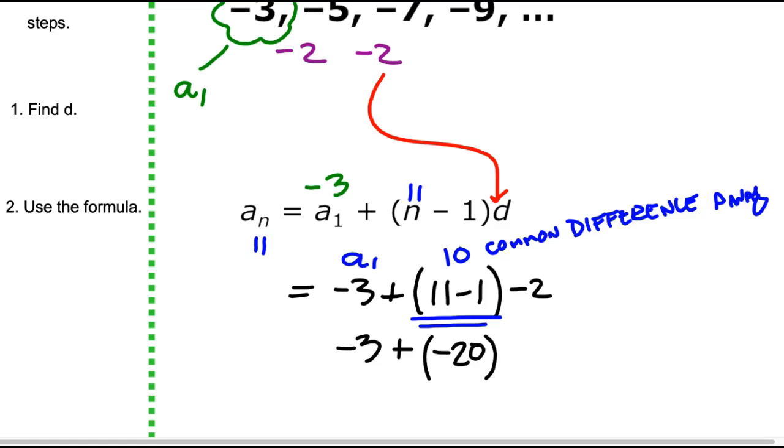Okay? So you go 10 common differences down the road and you get to your 11th element because it's -2, -2, -2, -2, -2. Well, you can add -2 10 times, or you can do multiplication. Isn't that why we invented multiplication? It's repeated addition, a shortcut for adding all the time. So instead of adding -2 10 times, I'm going to take 10 times -2 and add it to -3. So did you get -23?